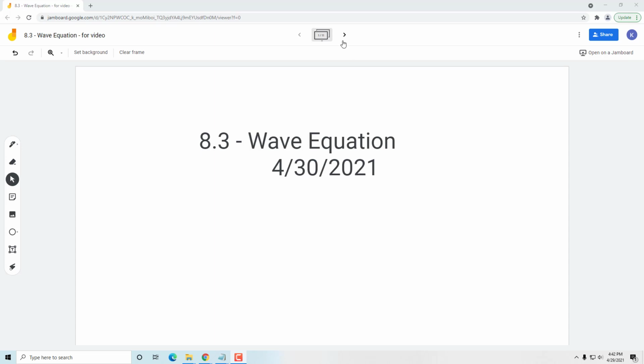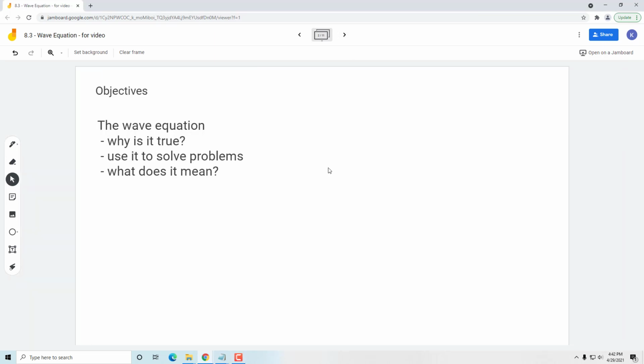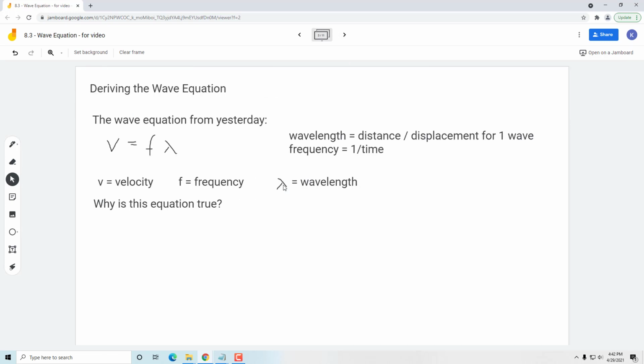8.3 Wave equation. We want to know why it's true, how to use it to solve problems, and what does it even mean. So we saw this equation in the last lesson, v equals f lambda, or v equals lambda f. F is frequency, lambda is wavelength. Well, why is this equation true?